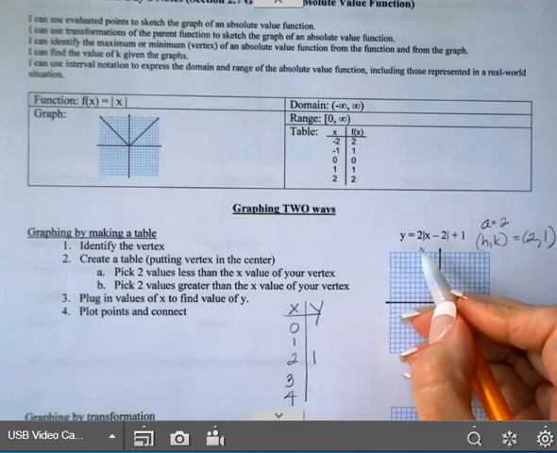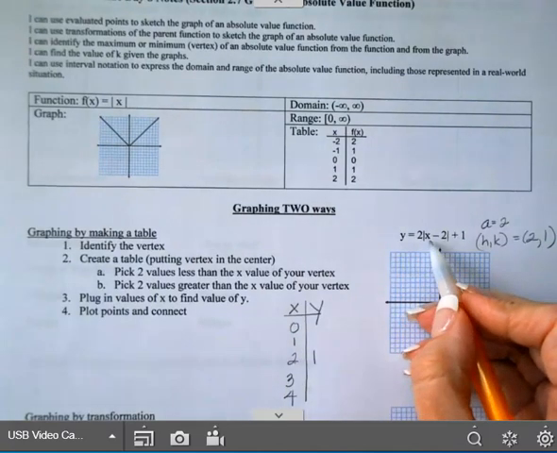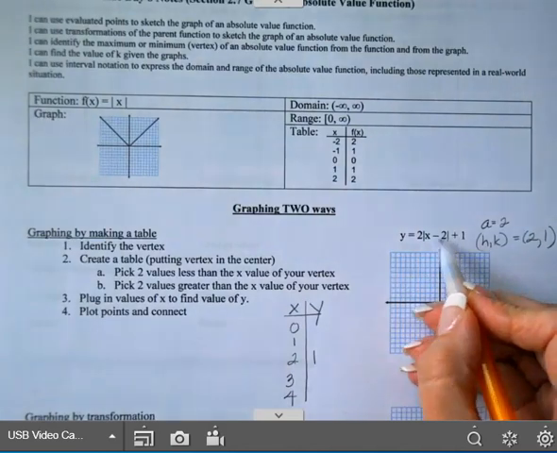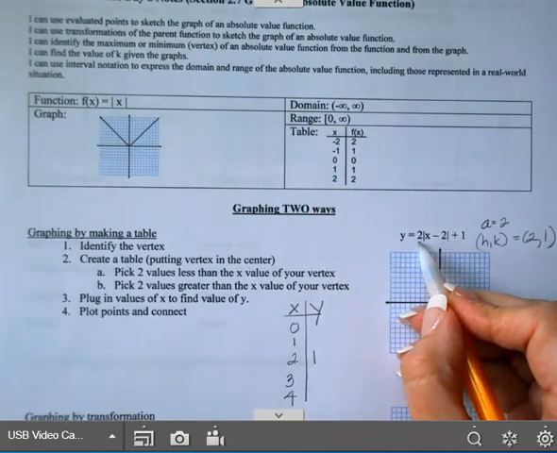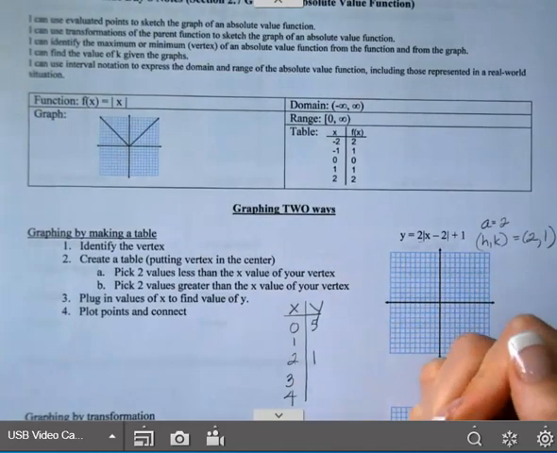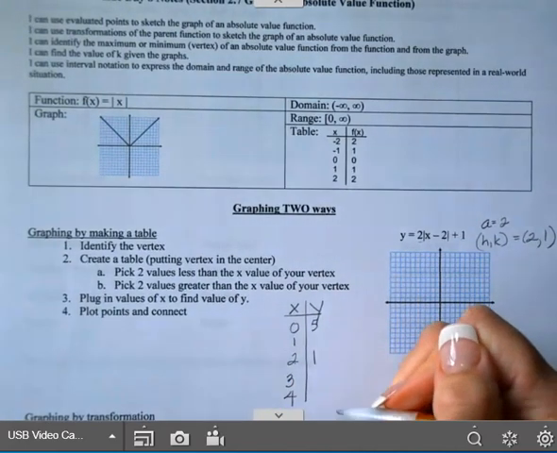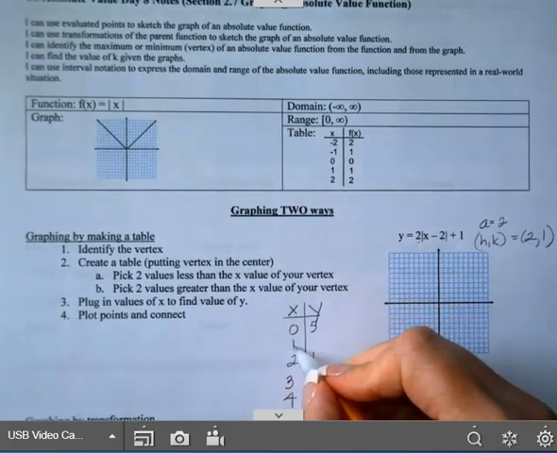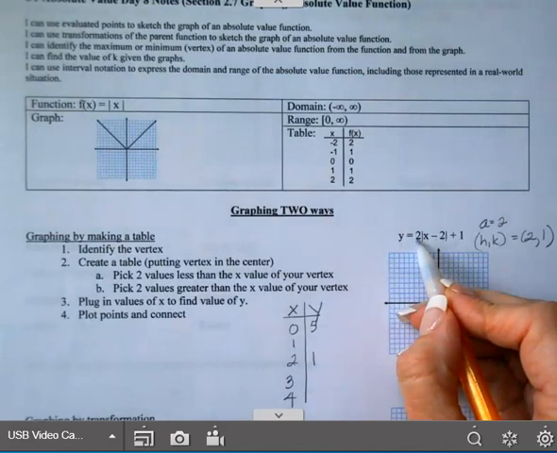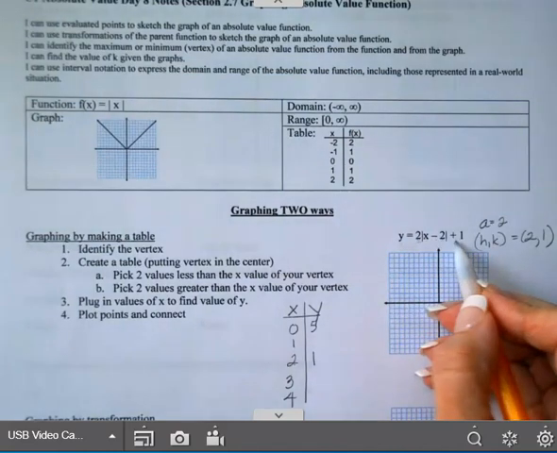And so when I do that, this will be 0 minus 2, which is negative 2. The absolute value of negative 2 is positive 2. Times 2 is 4, plus 1 is 5. So you have to substitute it into the equation and find what y is. Plugging in negative 1. Negative 1 minus 2 is negative 3. Absolute value of that is positive 3. Positive 3 times 2 is 6. Plus 1 gives you 7.